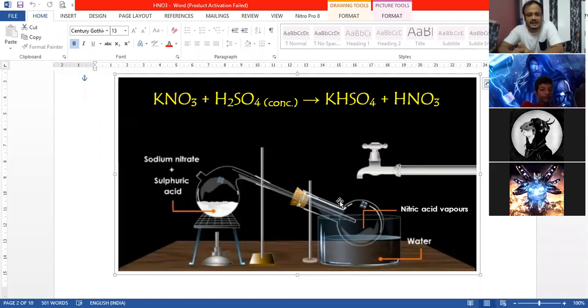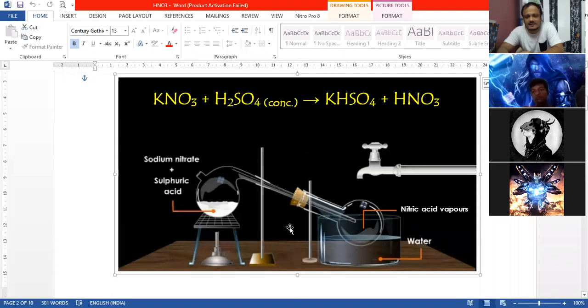The retort flask is where the reaction is taking place, that is, KNO3 or NaNO3 reacting with concentrated sulfuric acid. And we have a receiving flask, which is a round bottom flask, used to collect the HNO3 vapors. HNO3 vapors are condensed by the addition of cold water on top of the receiving flask, wherein the vapors of HNO3 condense to give you liquid HNO3. Okay, this is all that happens in the laboratory preparation of nitric acid.